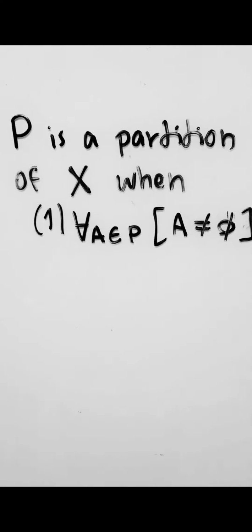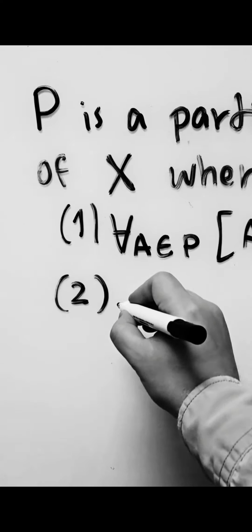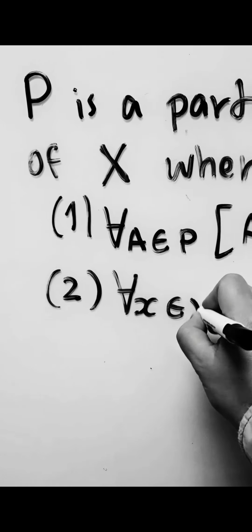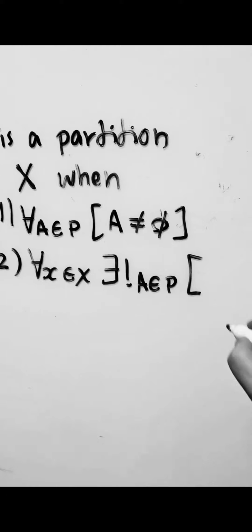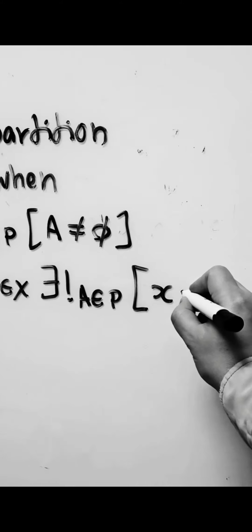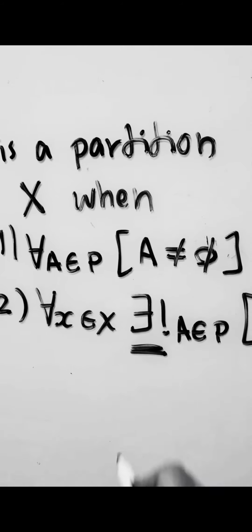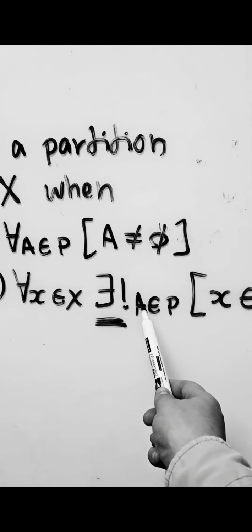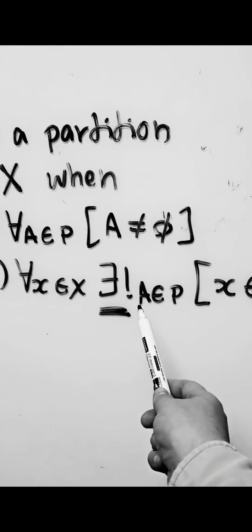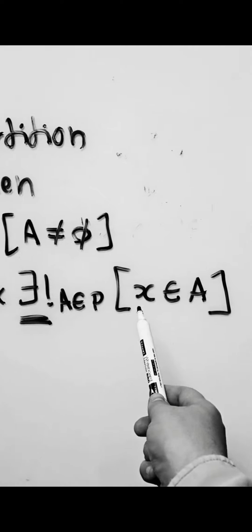Secondly, for every element X in X, there must exist a unique element of P, let's say A of P, such that X is an element of A. Notice that this quantifier here with the exclamation mark is there to say that not only A exists for every X, but there is only one such A, that X is an element of A.